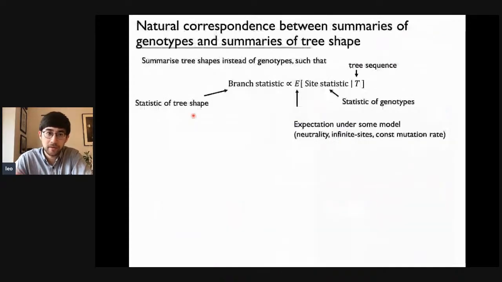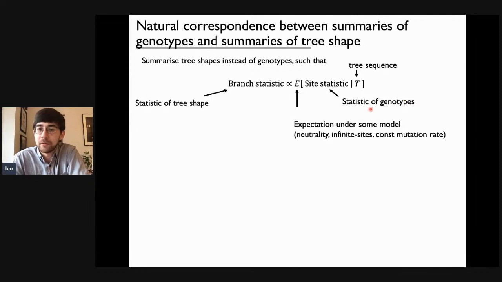Okay, so that's great, but really you want to see whether we can actually get something out of the genealogies themselves. And so Peter has shown that there's a natural correspondence between summaries of these genotypes, so statistics you compute on a genotype matrix, and the statistics that you compute using these trees, so summaries of tree shapes. Branch statistics is the name for statistics of these tree shapes, and site statistics is the name for our more traditional statistics of genotypes.